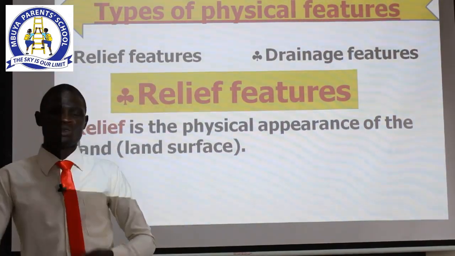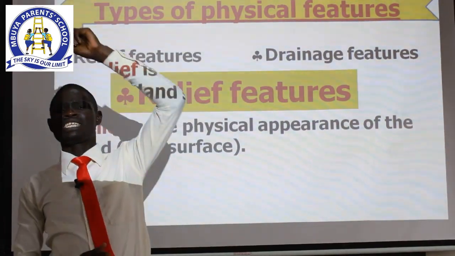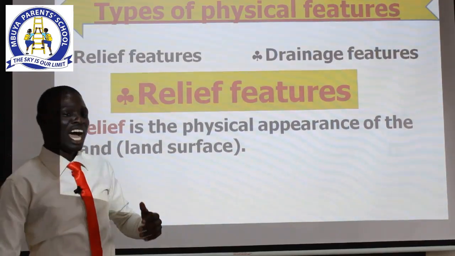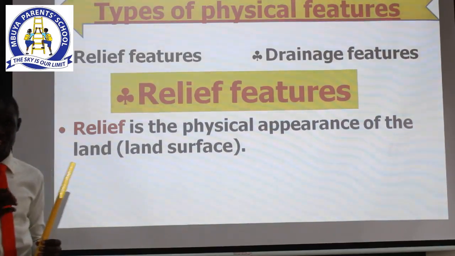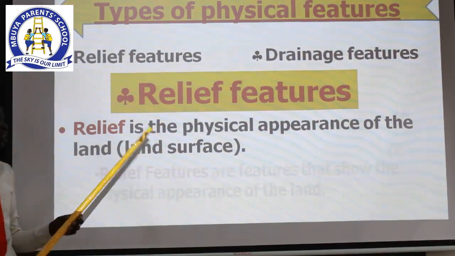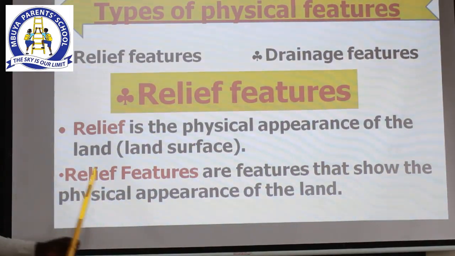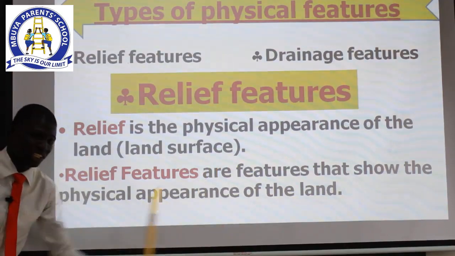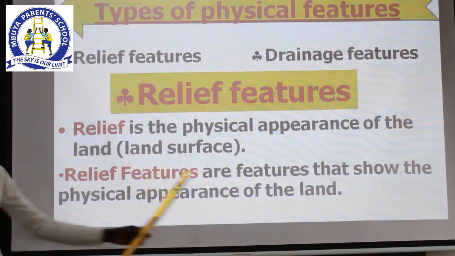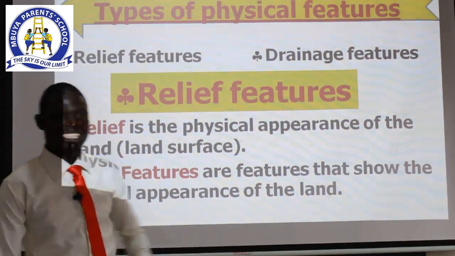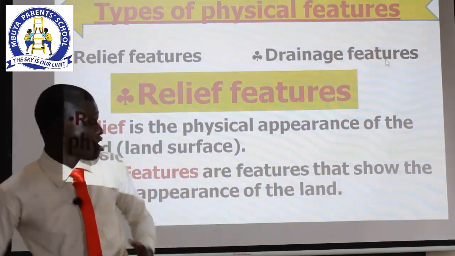When you stand somewhere, you see as if somewhere is down. And when you go down, as if again you are seeing some people up. So that is what we call the relief of an area, the way the land is shaped. So the word relief means the physical appearance of the land. Now, what are relief physical features? These are landforms that show the physical appearance of the land. These are landforms that make the shape of the land, that shape our land.